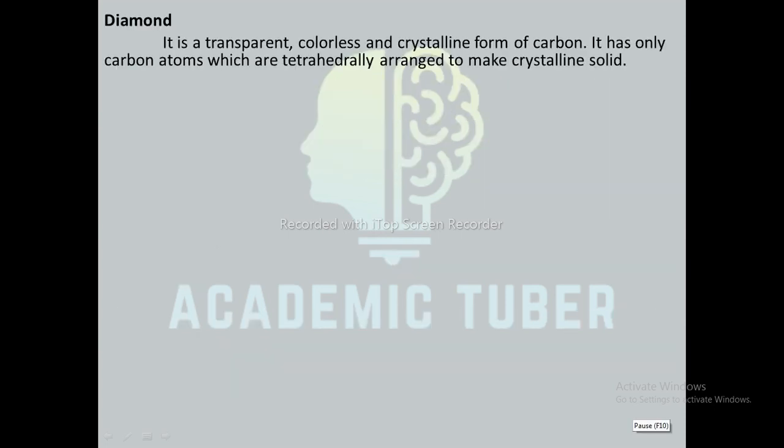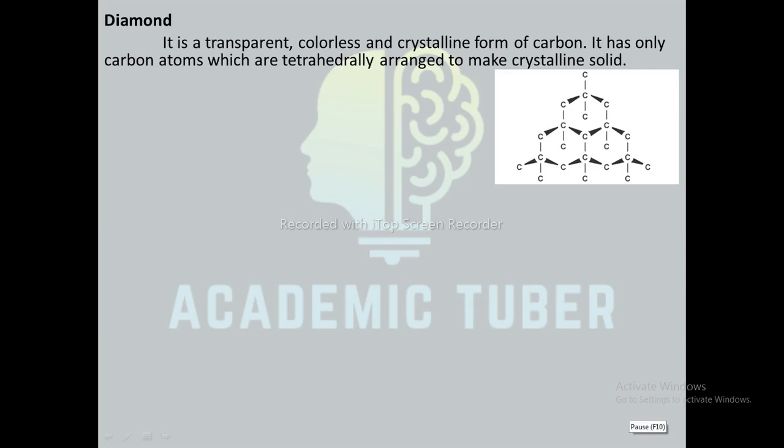Diamond. Diamond is a transparent, colorless and crystalline form of carbon. It is one of the purest forms of carbon. It has only carbon atoms which are tetrahedrally arranged to make a crystalline solid.